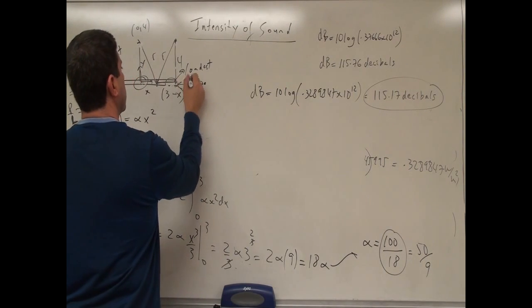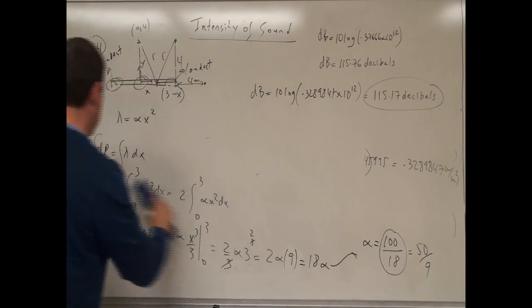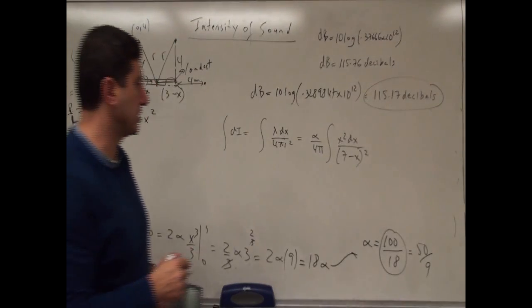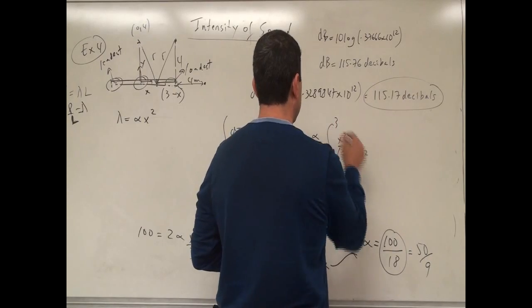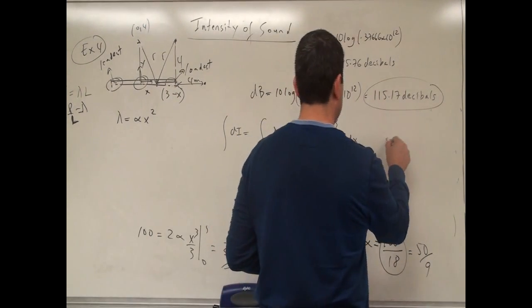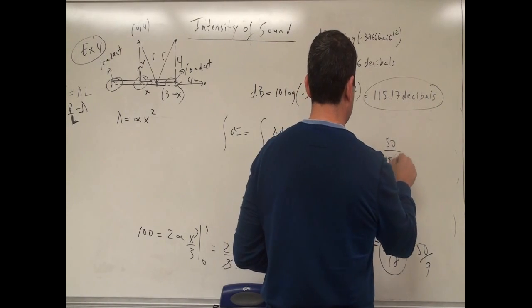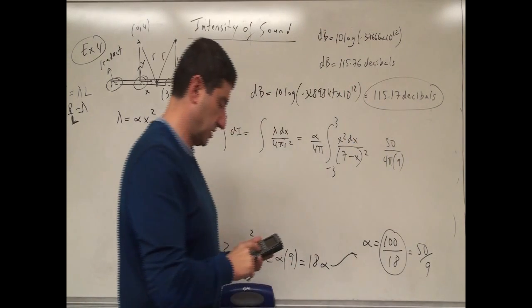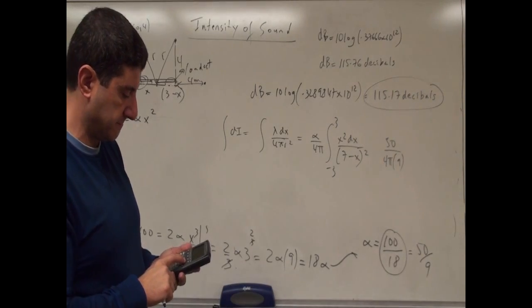Okay, how about this one here? 4 meters away this way. How do we set up that integral? That's right, 7 minus x quantity squared. Then you go from negative 3 to 3. Okay, and then for alpha you put down 50 over 9. Okay, and then go to the integral again, right?